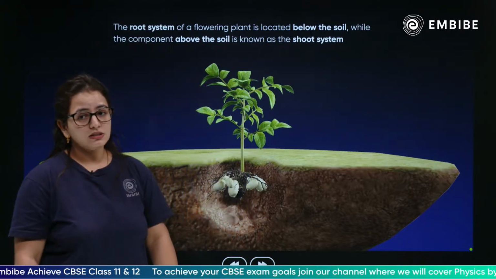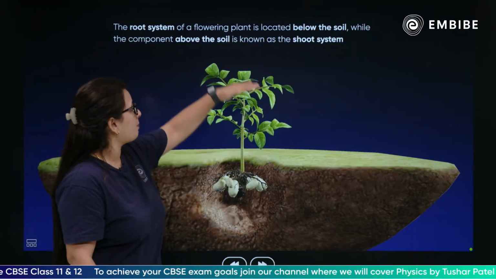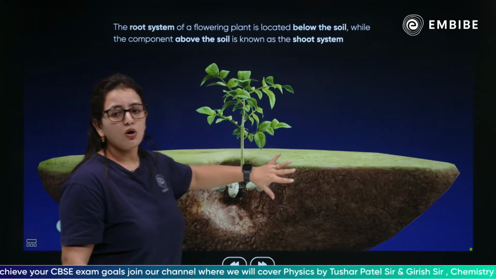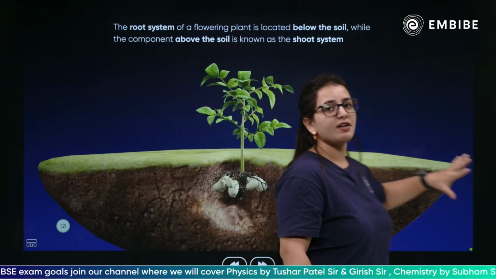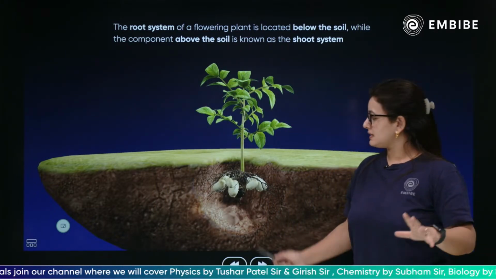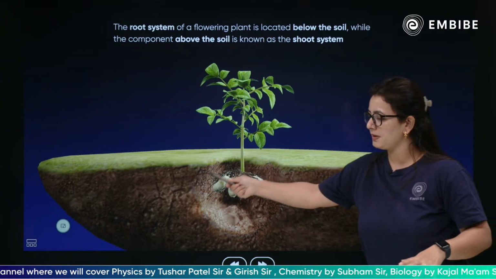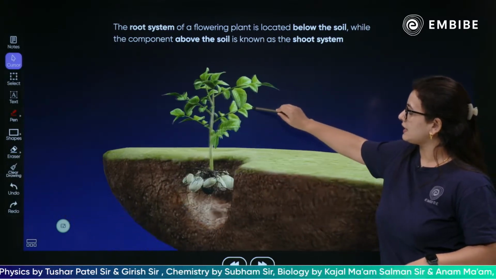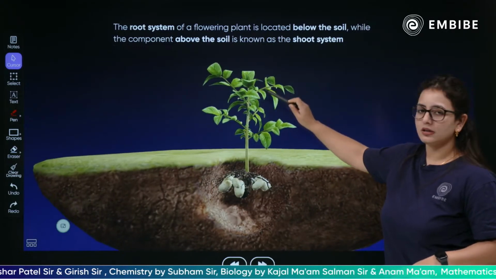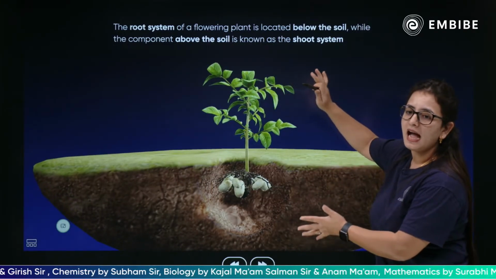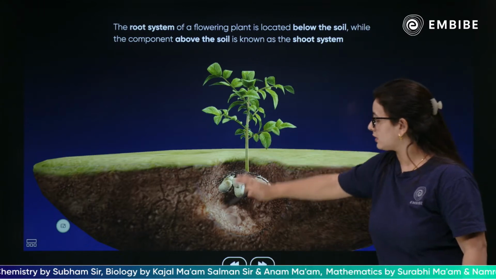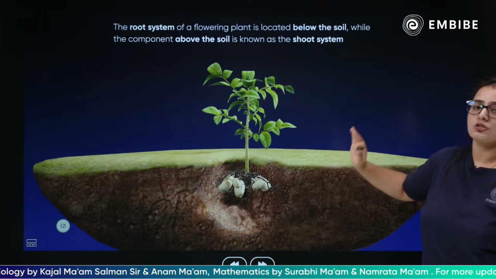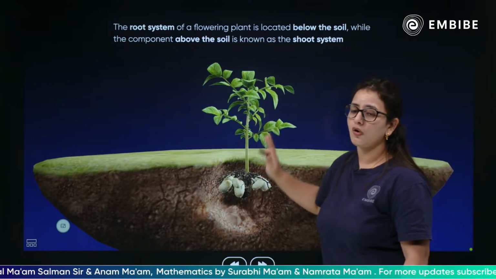It is present below the soil, and there is a part which is above the soil, which is clearly visible. So a typical plant is divided into two. One is the root system, which is below the soil, and one part is above the soil, which is what you call the shoot. So the whole plant typically has two systems: the root system and the shoot system. And we are going to study the morphology of both the parts of the flowering plant.